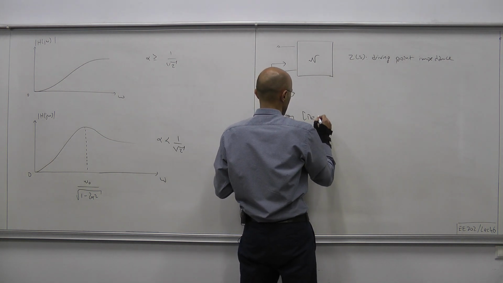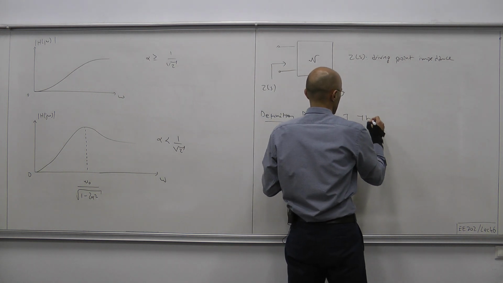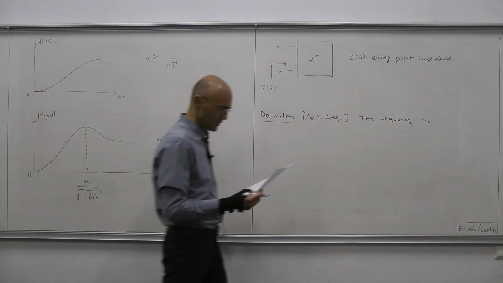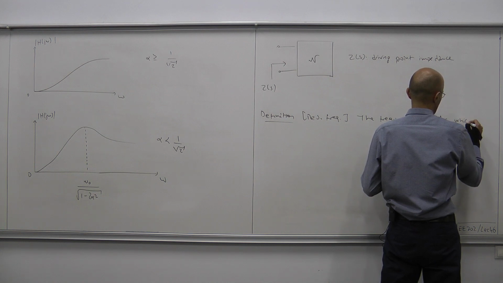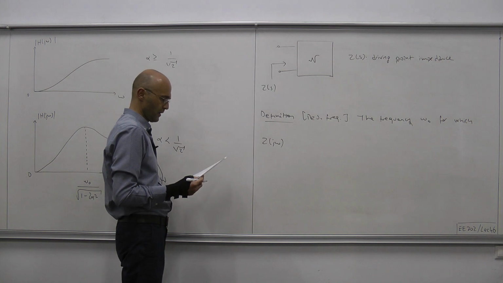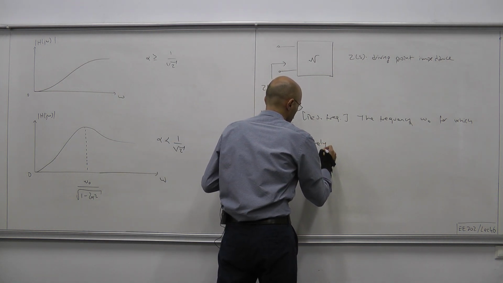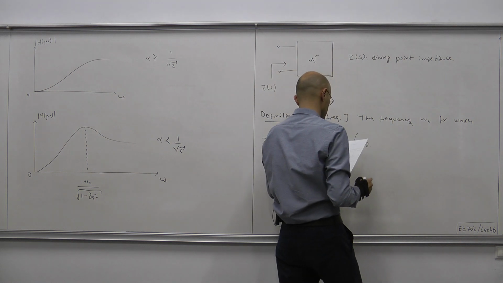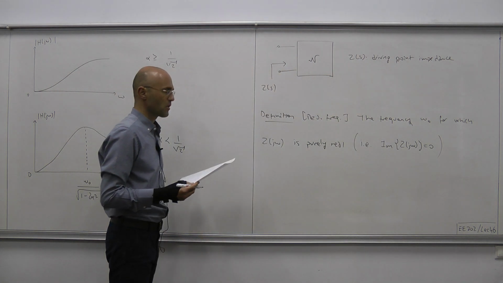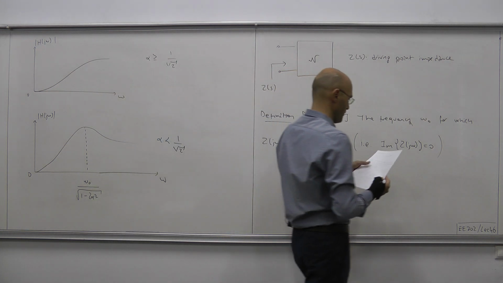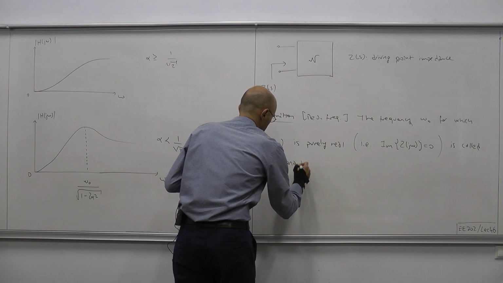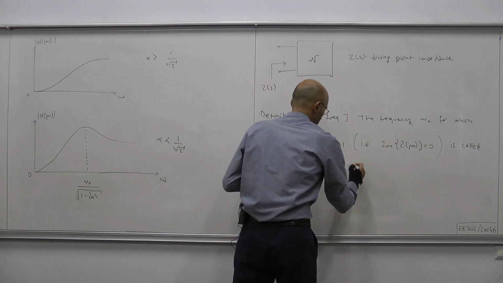The frequency or frequencies, there may be more than one, the frequency omega 0 for which Z(j omega), the impedance in the phasor domain circuit, is purely real, in other words the imaginary part of Z(j omega) is 0, is called the resonant frequency of one port N, our circuit N.